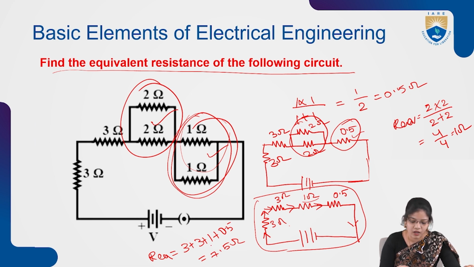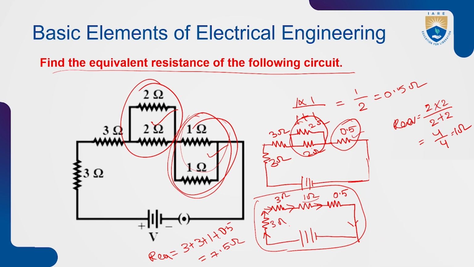So to find out the R equivalent, we need to add all these 4 resistances, which is 3 plus 3 plus 1 plus 0.5. The R equivalent will be 7.5 ohms. So moving to the next problem.